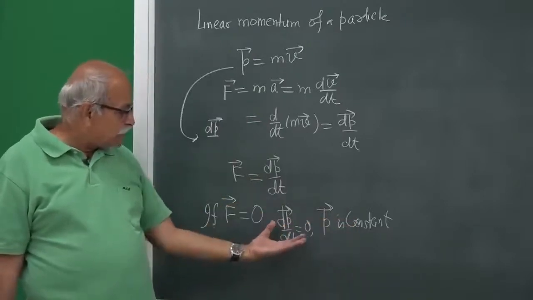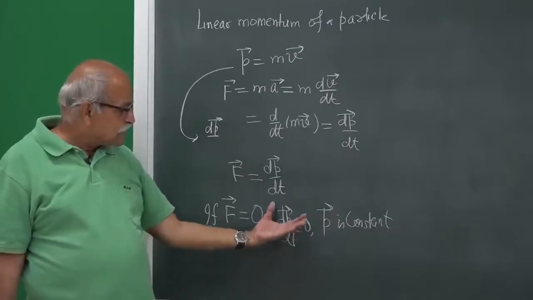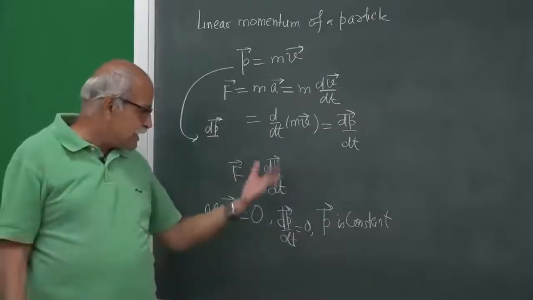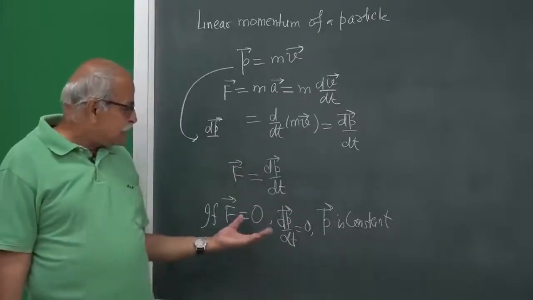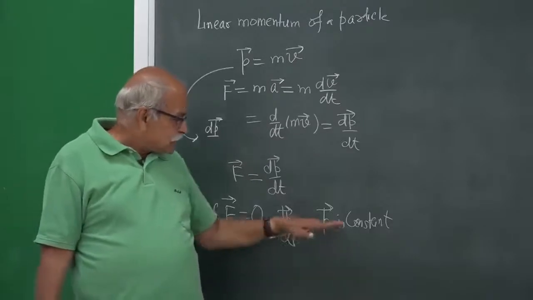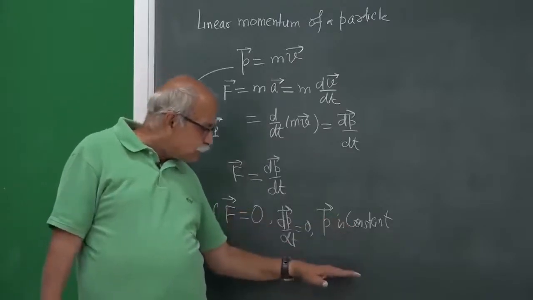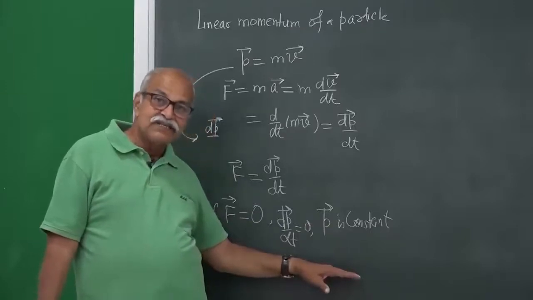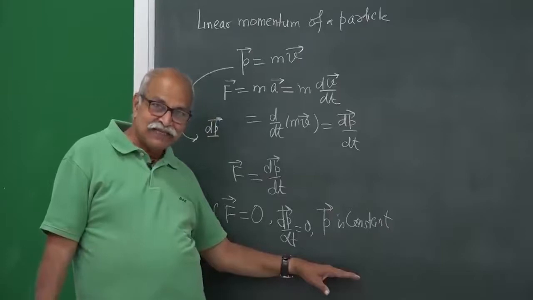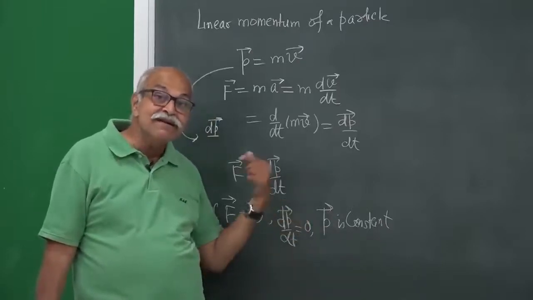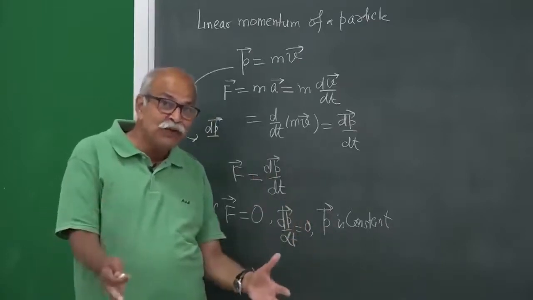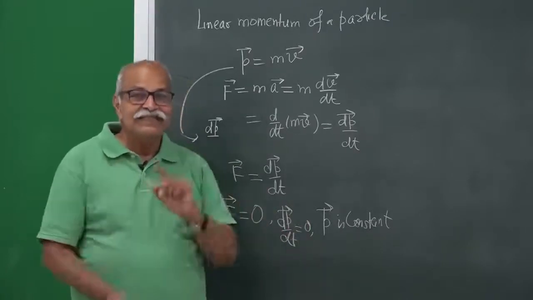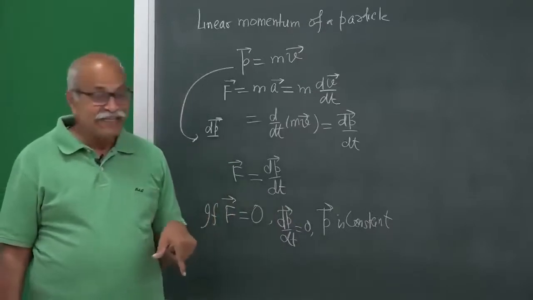And we will see that when we talk about a system of particles or extended bodies which can rotate and other things, this translates to a very important law of physics which is called conservation of linear momentum. If the total external force on a system is 0, then the linear momentum of the entire system remains constant. This is different from this.